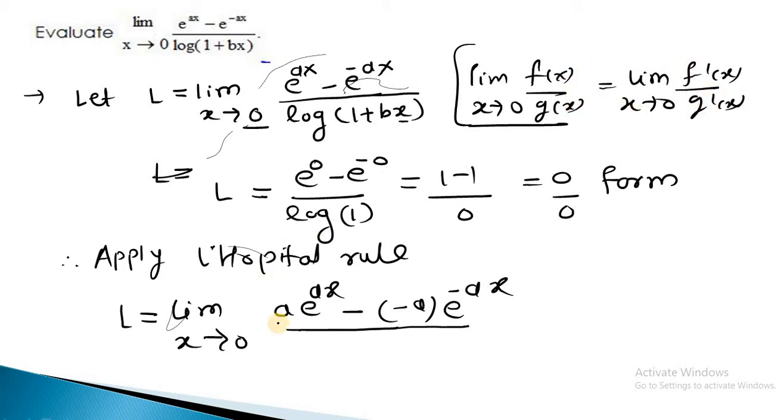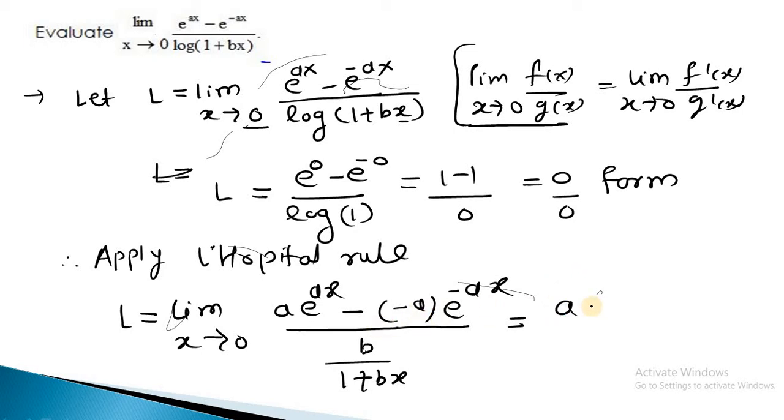So what is f dash of x? a e raised to ax minus a e raised to minus x. Now g of x is log of 1 plus bx. What is its derivative? Derivative of log is 1 upon 1 plus bx into derivative of 1 plus bx, which is b.